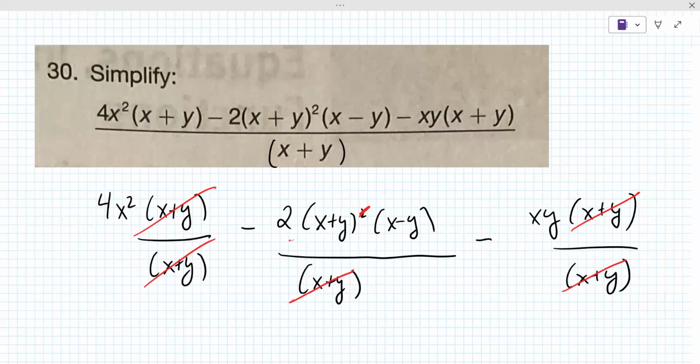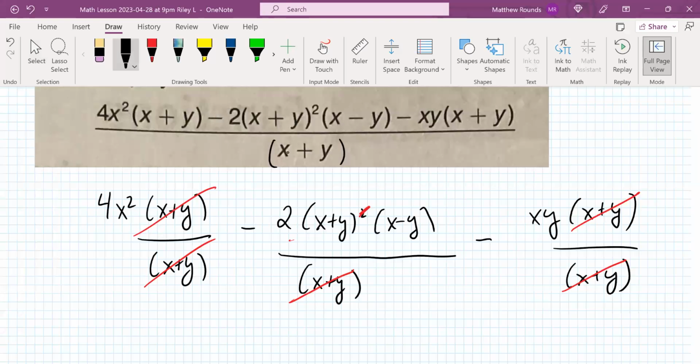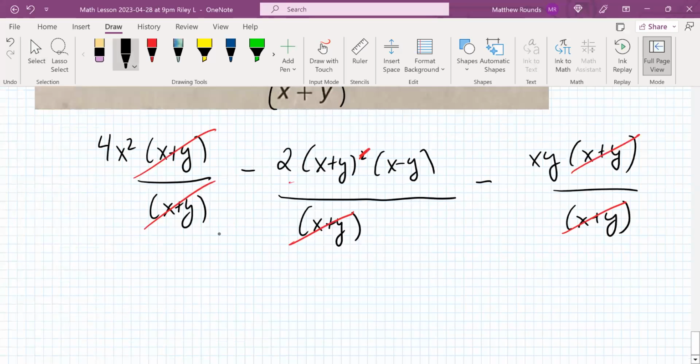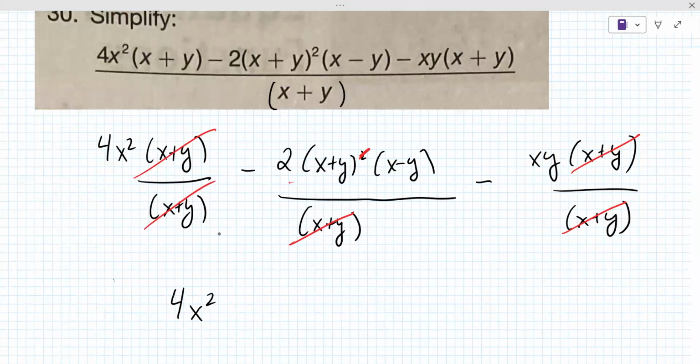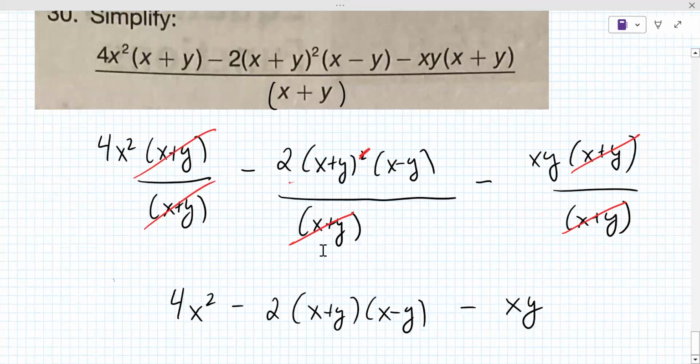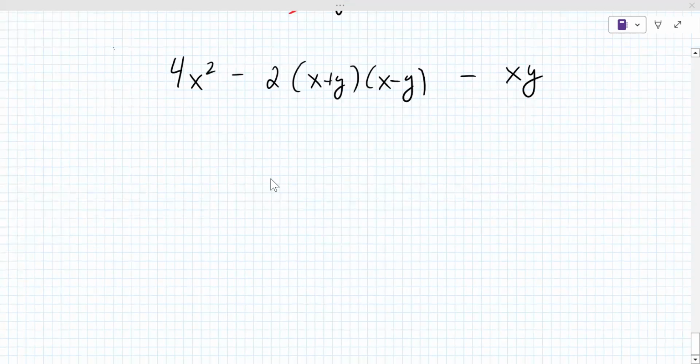Okay. Now, we're going to do a little test taking strategy here, because the next thing to do is to rewrite this as 4x squared minus 2x plus y times x minus y minus xy, like this. And you actually want to always look ahead to the answers here.